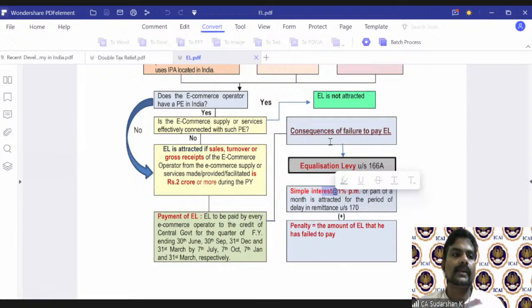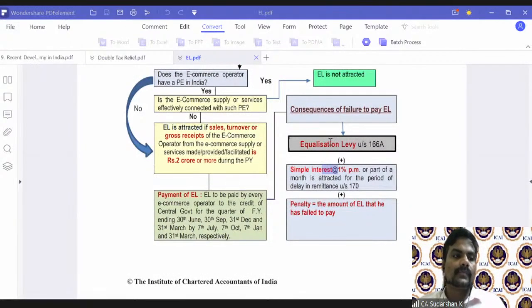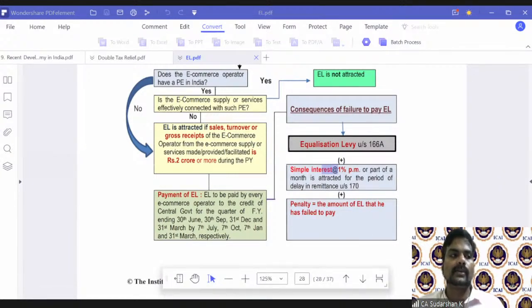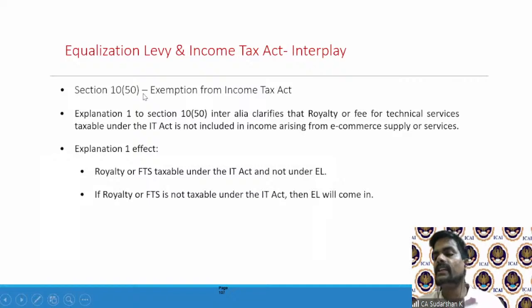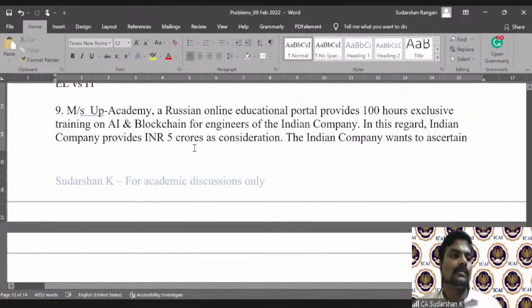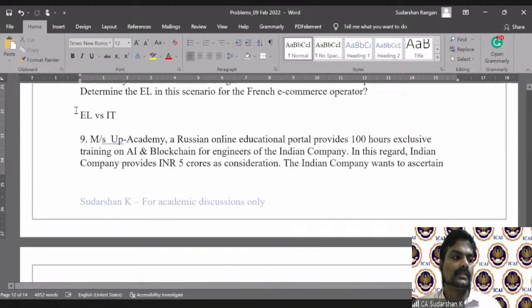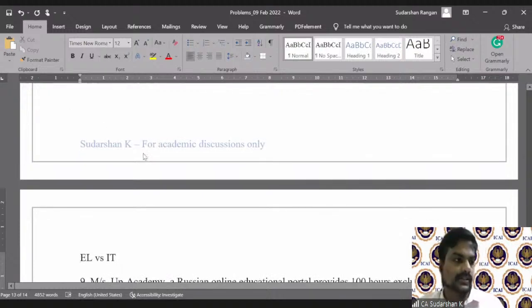Now, one last aspect that you need to be aware of is the interplay of the Income Tax Act versus Equalization Levy, especially Equalization Levy 2.0. We have already seen Section 10, Clause 50, which is an exemption under the income tax. If you pay Equalization Levy, you are exempted from the Income Tax Act. Now, Explanation 1 to Section 10(50) was introduced. I'll tell you why this was introduced. Take a look at this question. You will understand why that was introduced.